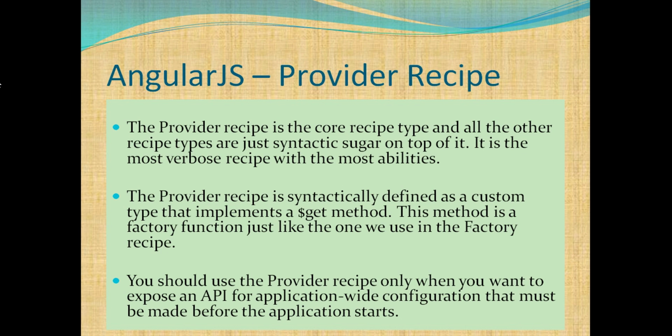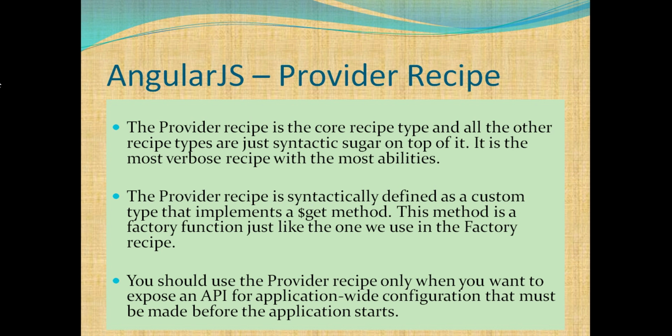Now let us discuss provider recipe in AngularJS. The provider recipe is the core recipe type, and all the other recipe types are just syntactic sugar on top of it. It is the most verbose recipe with the most abilities. The provider recipe is syntactically defined as a custom type that implements a $get method. This method is a factory function just like the one we use in the factory recipe. You should use the provider recipe only when you want to expose an API for application-wide configuration that must be made before the application starts.